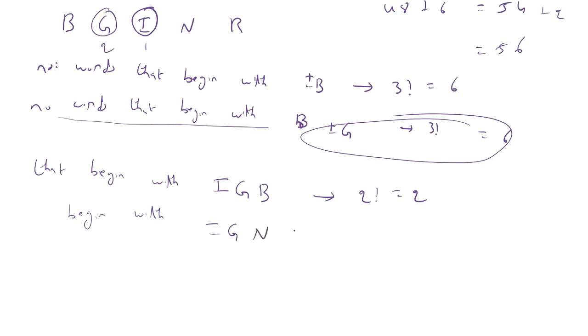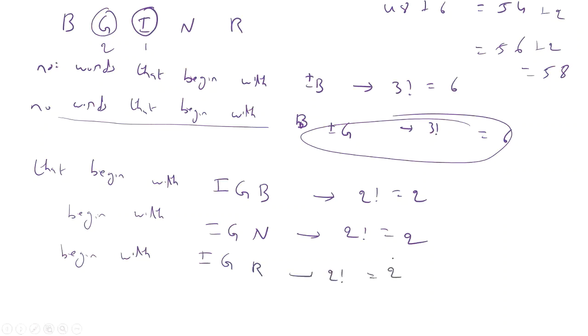IGN. With IGN, still I will have 2 factorial words, which is 2. So if I add this 2, then I will have 58. So 58 is still in our reach. I am not exceeding 59. Next, number of words that begin with IG, after IGN we have IGR. So here we have 2 factorial words, which is 2.